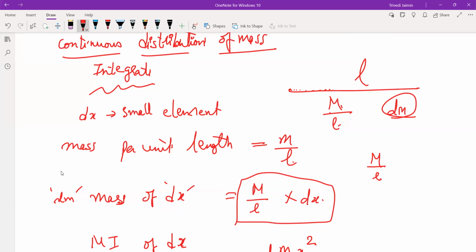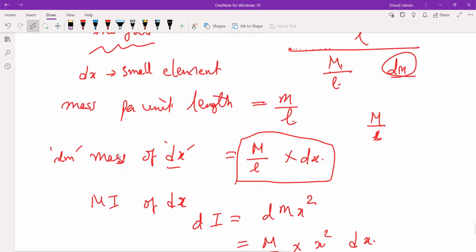So I have mass m. If I want to find it for each element, I'll divide by the total length. Total length is L, total mass is m, so I'm dividing, the unitary method. So I got this for each unit, but how many do I have? dx. So I'm multiplying each by dx. We don't know what dx is; it can be 1, it can be 0.1, it can be whatever value, 0.001 also. That's why we are multiplying.